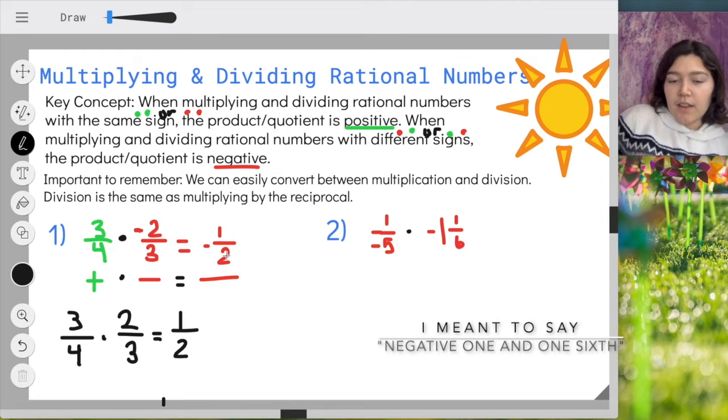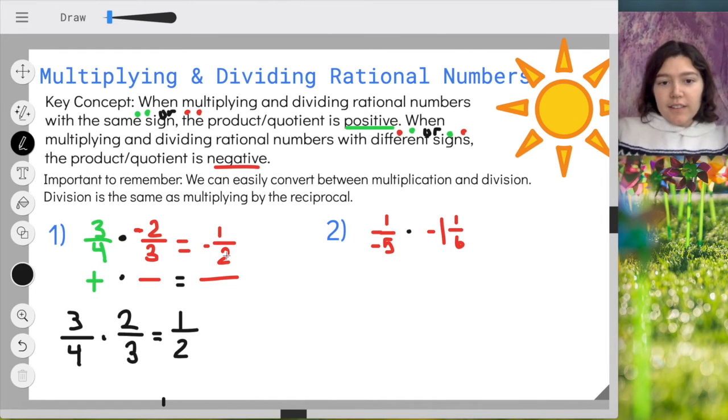-1 1/6. Okay, so for this, when we're multiplying fractions, it's very easy if both fractions are either in an improper fraction form or a proper fraction. But when they're in a mixed number form, that makes it much more challenging to multiply fractions. There are a few methods, but for this video, we're just going to say the easiest thing is to convert your mixed number into an improper fraction. Okay, so that's what we're going to do.